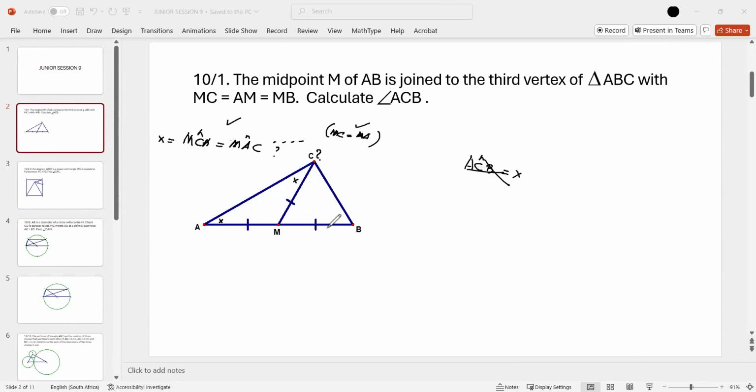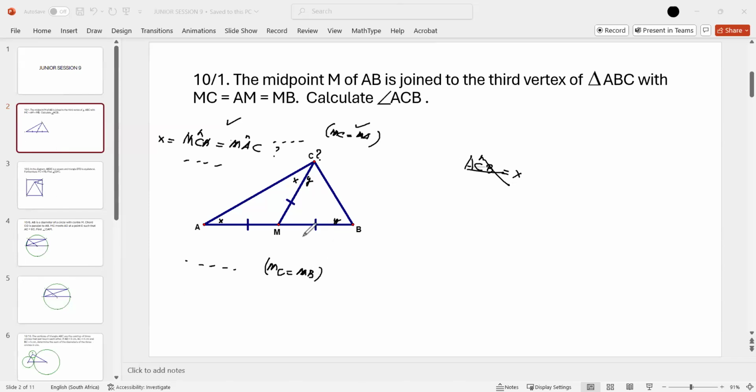Likewise, in this triangle here, which is also isosceles, you've got MC equals MB. So the angles opposite these equal sides are equal, and again you can write the same thing down. This time the reason will be MC equals MB, to get that extra mark.